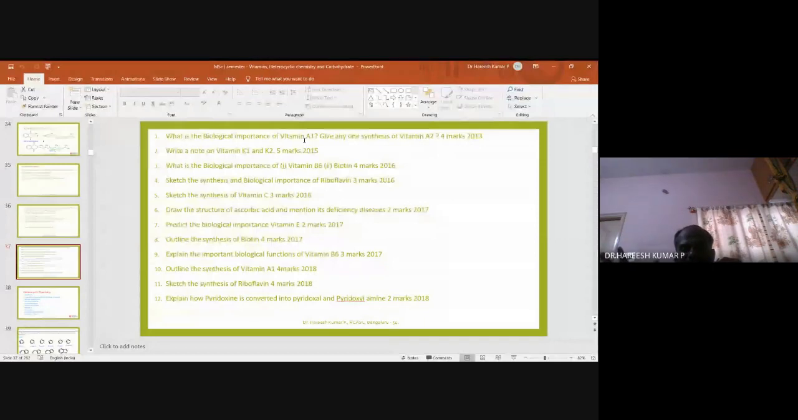When this absorbs light, the molecular change in geometry sends a message to the brain. There will be a perception of vision. At a later stage, hydrolysis releases opsin and converts 11E back into 11Z. This is how the vision cycle continues. What is called biological importance, you can write in terms of words. Give one synthesis of vitamin A2. A2 means only the difference is in a double bond.